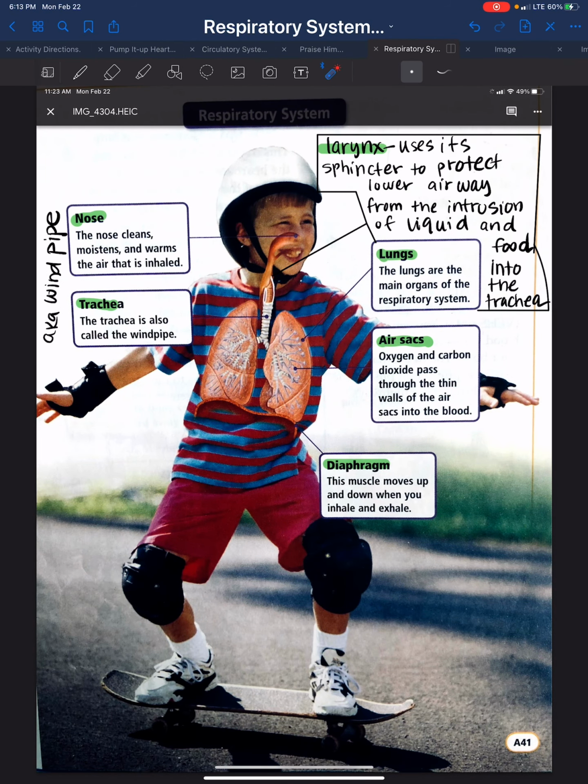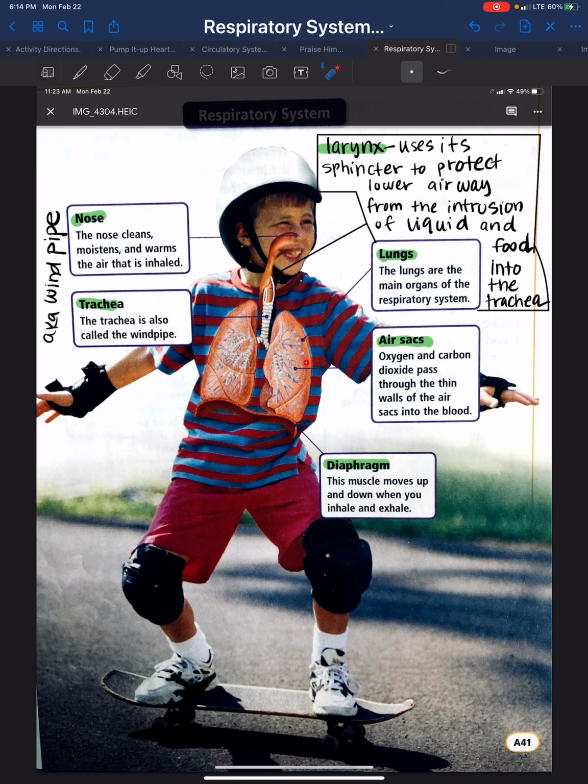Okay, let's review. Here we've got the nose. The nose cleans, moistens, and warms the air as it is inhaled. The trachea, aka the windpipe. The larynx uses its sphincter to protect the lower airway from the intrusion of liquid and food into the trachea. The lungs. The lungs are the main organs of the respiratory system, and then here we have our air sacs.